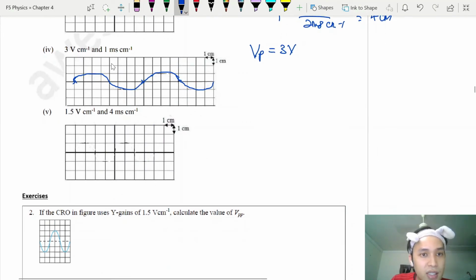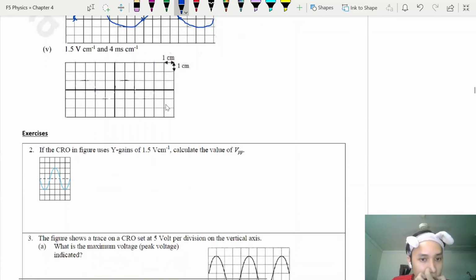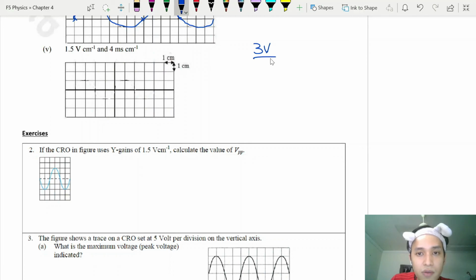Okay, let me check. One period is 8 centimeters. So 1, 2, 3, 4, 5, 6, 7, 8. Correct. Now this one is 1.5 volts per centimeter. My peak voltage just now is 3 volts. If I divide by 1.5 volts, I get 2 centimeters. So it's 2 boxes. Maximum is here.